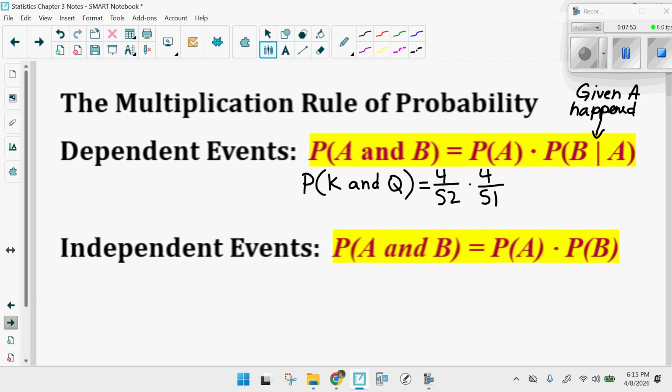And then independent events, probability of A and B, we simply just multiply the 2 probabilities together. So the probability of tossing a coin getting a heads and on a dice rolling a 6 would be 1/2 times 1/6. So the rolling of the dice is not going to be affected by the tossing of the coin.